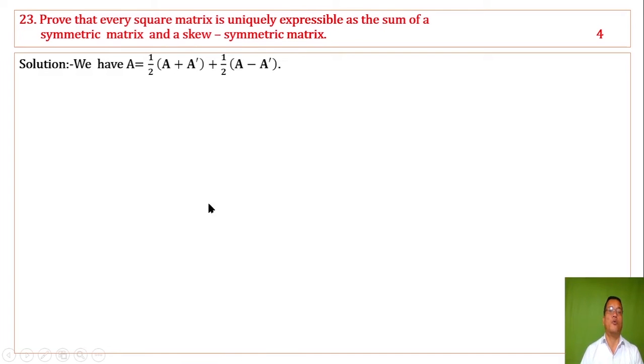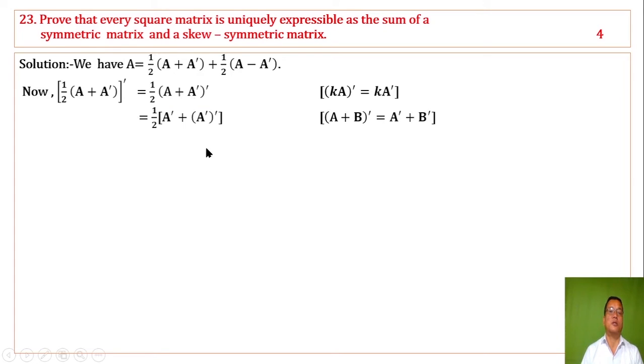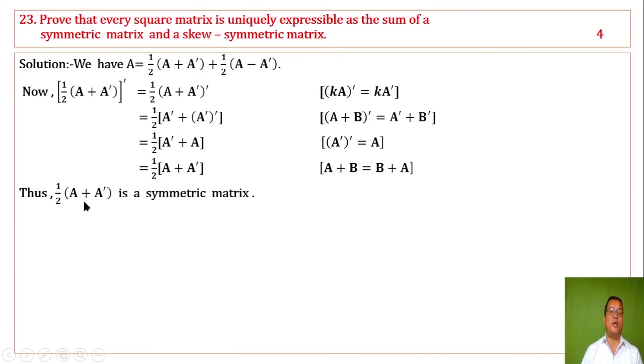4 marks. We have A equal to half of (A plus A transpose) plus half of (A minus A transpose). Now, taking transpose of the first matrix, we have half of (A plus A transpose) whole transpose. Using this formula, we get half of (A transpose plus (A transpose) transpose), whose value is A. By using this property and matrix addition being commutative, we can put it as A plus A transpose, whose transpose is itself. Thus, half of (A plus A transpose) is a symmetric matrix.